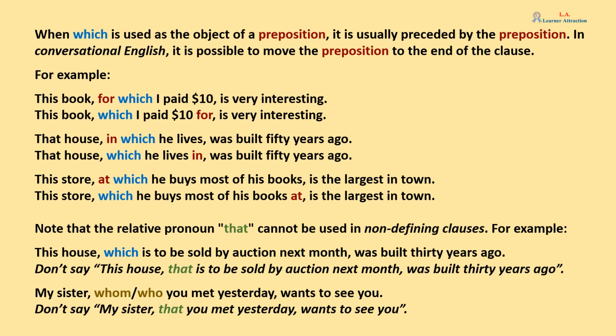When which is used as the object of a preposition, it is usually preceded by the preposition. In conversational English, it is possible to move the preposition to the end of the clause. For example, this book, for which I paid $10, is very interesting, becomes, this book, which I paid $10 for, is very interesting.